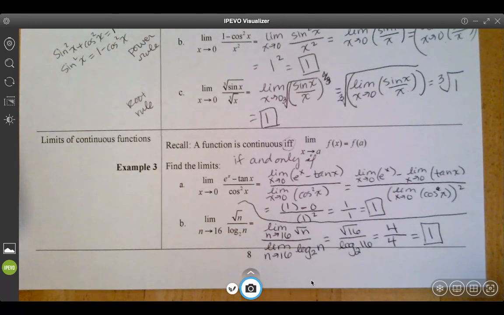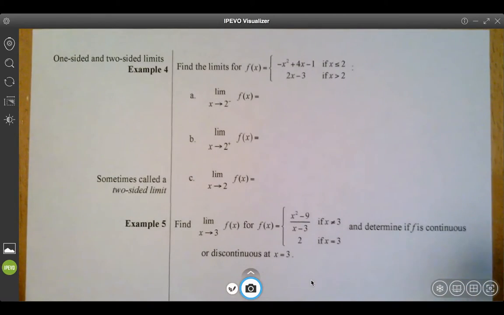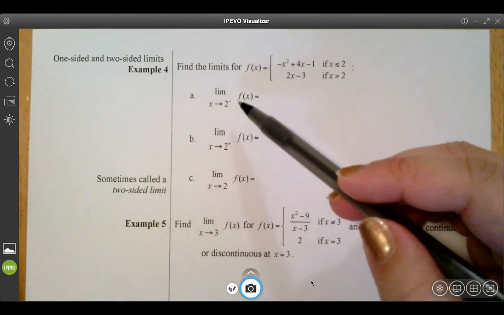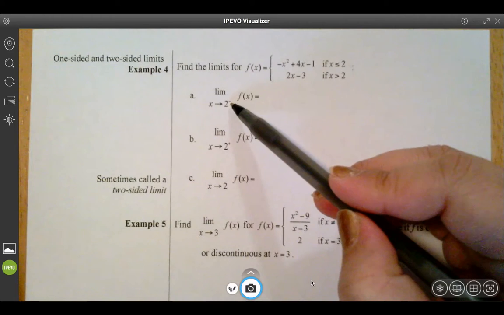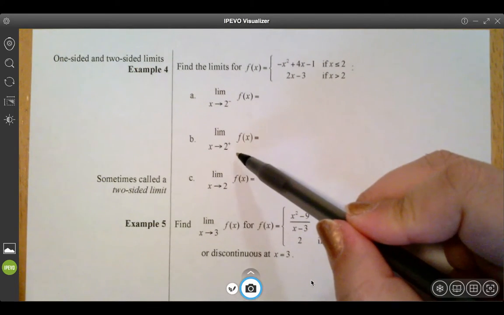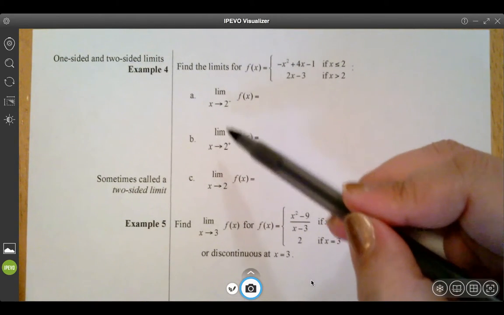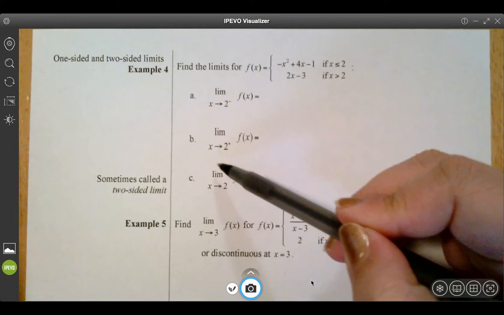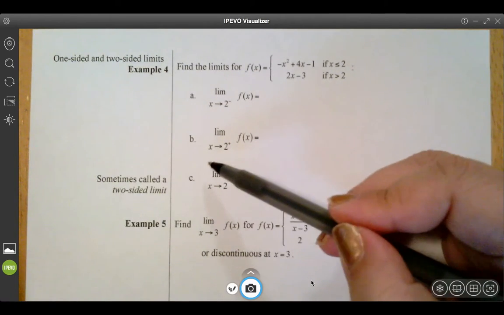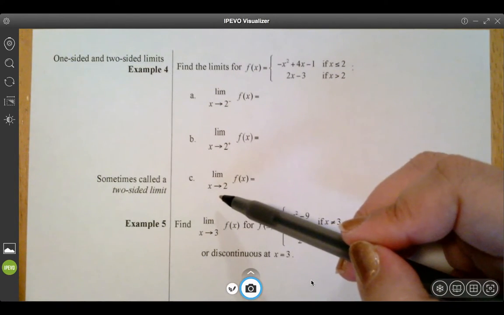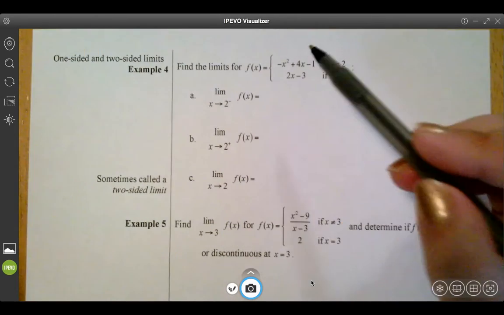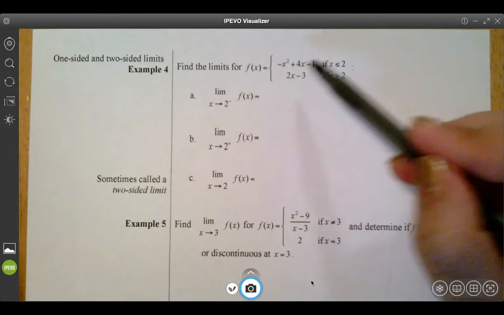Okay, let's look at this last page. All right, now back to example 4, which I had shown you by accident earlier. So example 4, we're finding the limits, but notice this is the limit from the left and the limit from the right, and then the limit from both sides, right? And we talked about this before. If the left and right limits don't match, then the two-sided limit, or the limit without a side, does not exist.